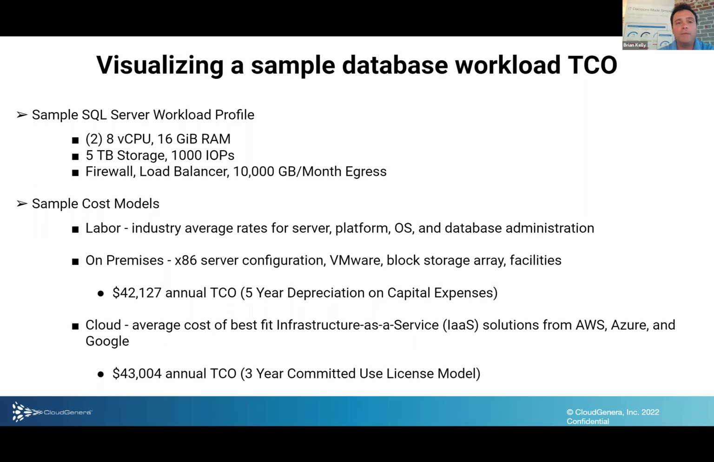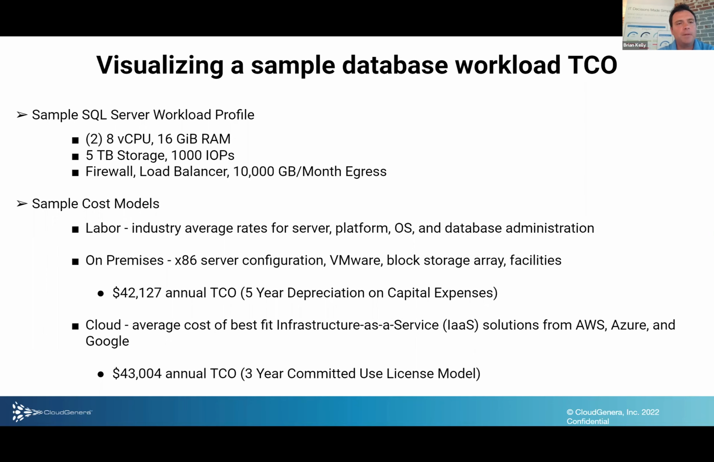And then also as a part of this workload profile, we're considering firewall, so secure access to the database, load balancer, a way to distribute load and achieve higher availability in this cluster database configuration. And then 10,000 gigs of egress on a monthly basis. So the data that leaves the server or the network of servers that are co-located together. And that data goes to some other location outside of that region, if you want to think of it that way.